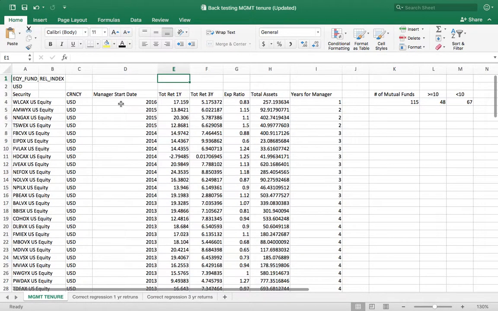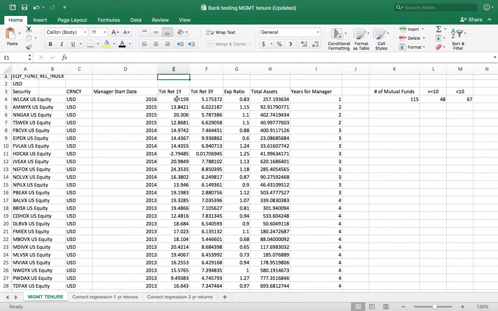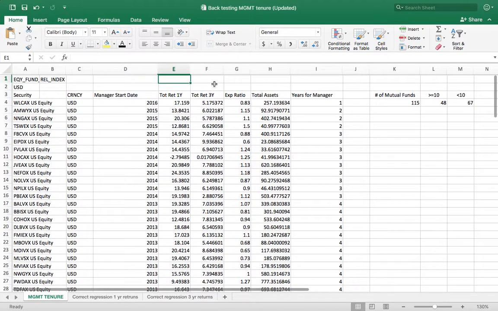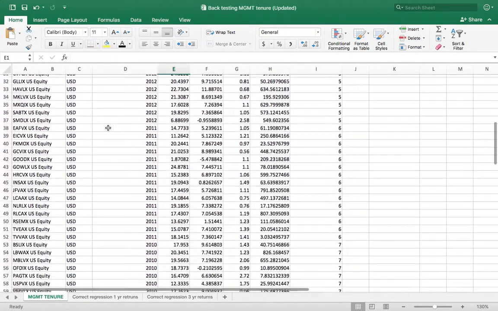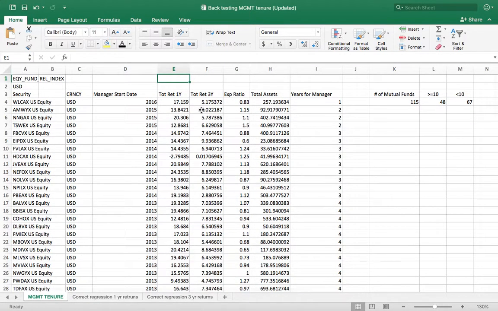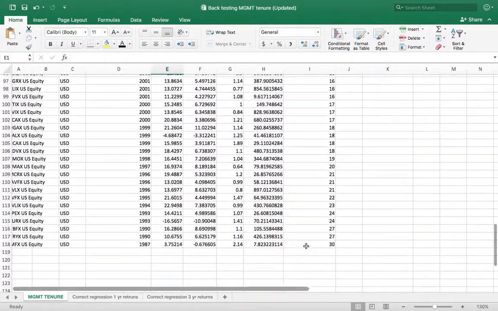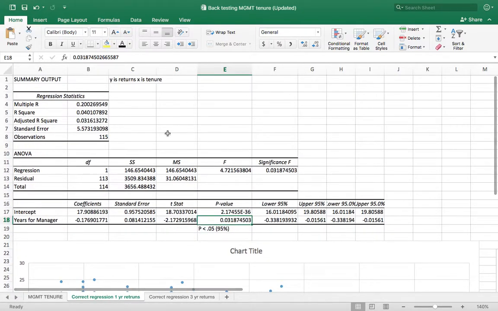Today we are going to talk about backtesting the strategy of manager tenure versus the 1 and the 3 year return here. So, first, what we did was I went and pulled 115 mutual funds from Fidelity, and I also pulled their 1 year, 3 year returns, and tried to keep their expense ratio around the same. And what we did was we found some manager tenure that ranged from 1 all the way to 30. So here we're going to test the significance to see if there's any correlation with tenure and return.